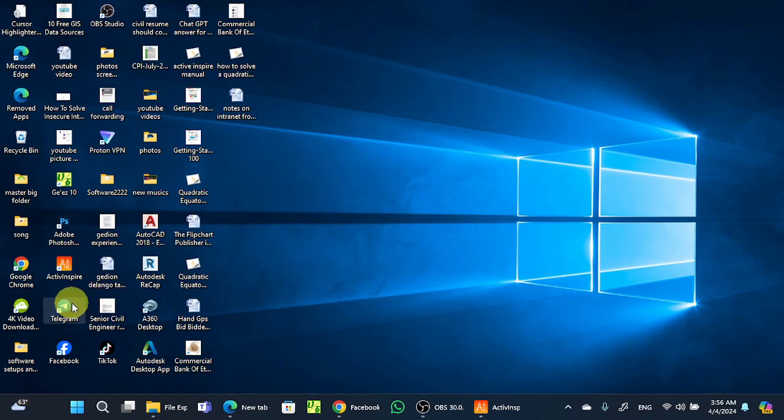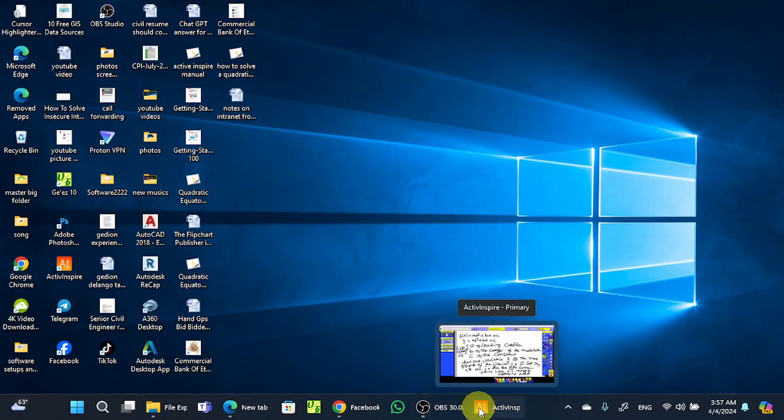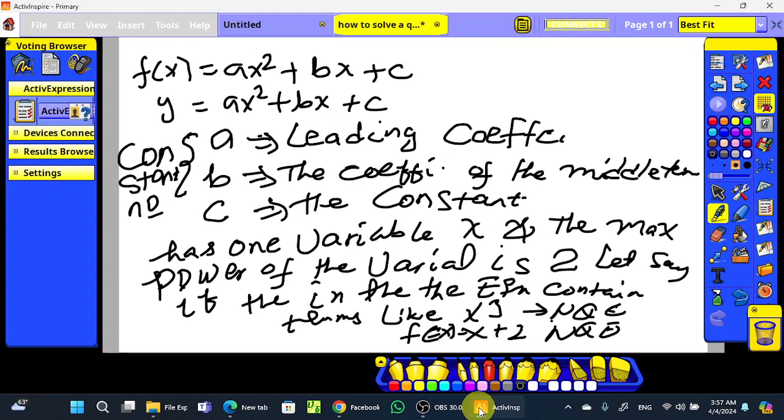In today's lesson, I'll teach you about quadratic equations and how to solve a quadratic equation. Before we start, let's see what a quadratic function is. There are three things related to the quadratic function: the first is the quadratic function itself, the second is the quadratic equation, and the third is quadratic inequalities. Let's start with the quadratic function.